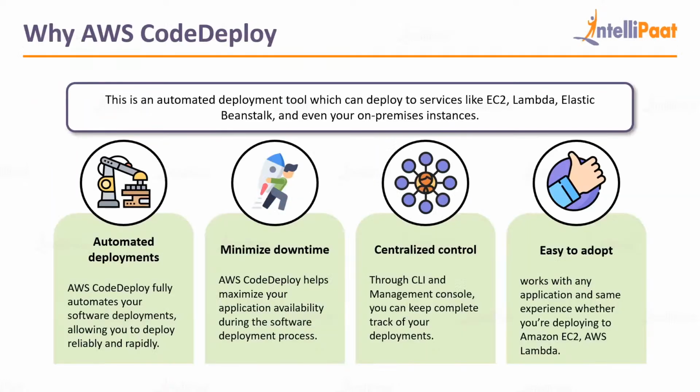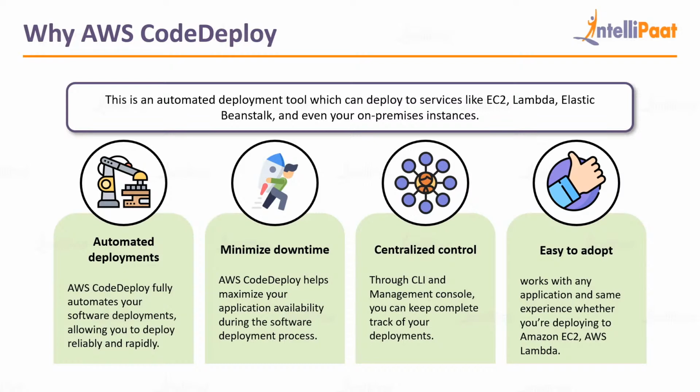Next is CodeDeploy. So this is an automated deployment tool which can deploy to services like EC2, Lambda, Elastic Beanstalk, and even your on-premises instance. So we will be deploying it to Beanstalk. We are not going to deploy it to EC2 or Lambda. We'll be directly deploying it to Beanstalk.